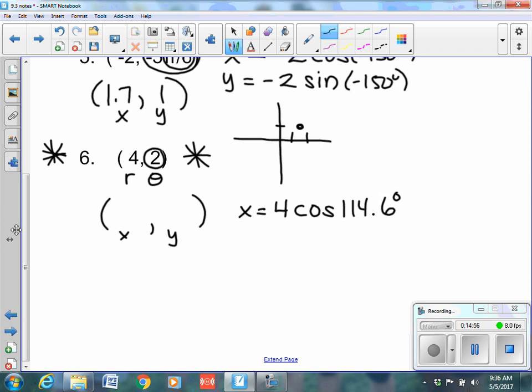So you guys figure out the x and y? Anybody have it, or do you want me to do it? I can do it. 4 cosine 114.6. You're getting a negative 1.7. And then, what is it? 3.6.